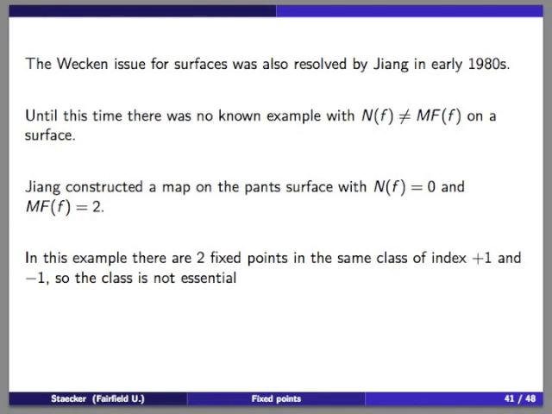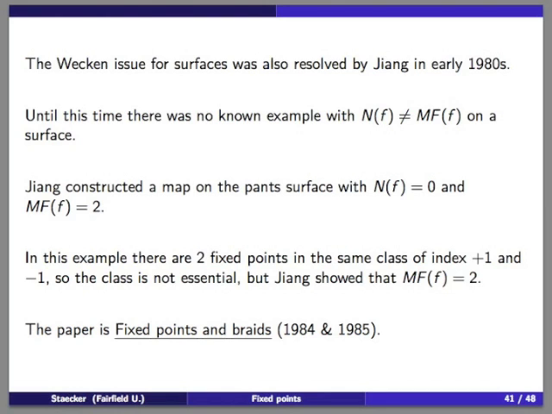In this case, there are 2 fixed points with opposite indices, but Jiang shows that you can't combine them by a homotopy. Or actually, if you do combine them, then suddenly 2 other fixed points will appear somewhere else. You can never actually completely remove the fixed point class. All right? Yes, so the class is not essential because they have different indices. The total index is 0, but actually Jiang showed that you cannot remove both points at the same time. The paper is called Fixed Points and Braids.